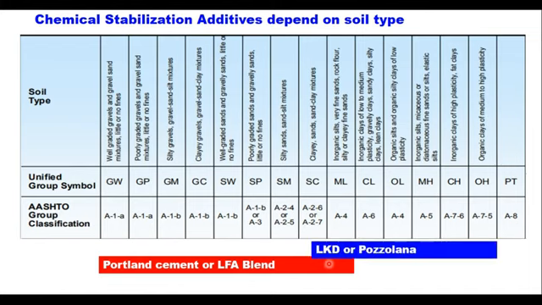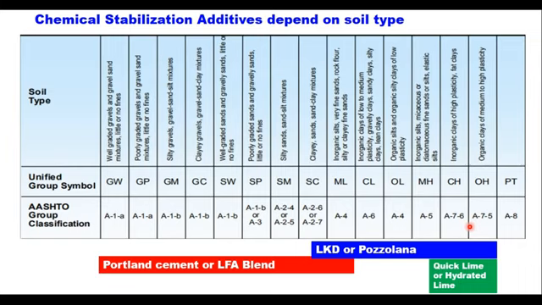The soil other than these materials, or you can say the soil having higher PI value or falling in the group of A4, A5, A6 and A7, here lime kiln dust or pozzolana material is considered to be better, and hydrated lime or quick lime is considered a good stabilizing material for soil with medium to high compressibility.